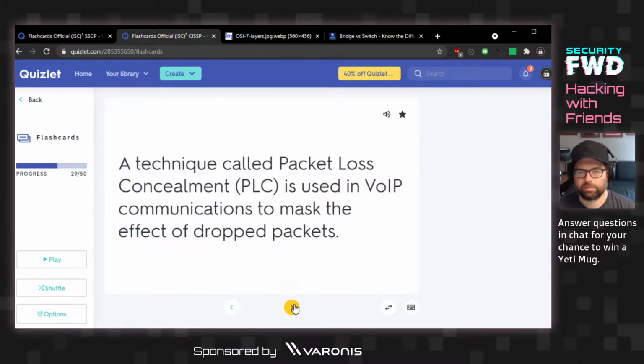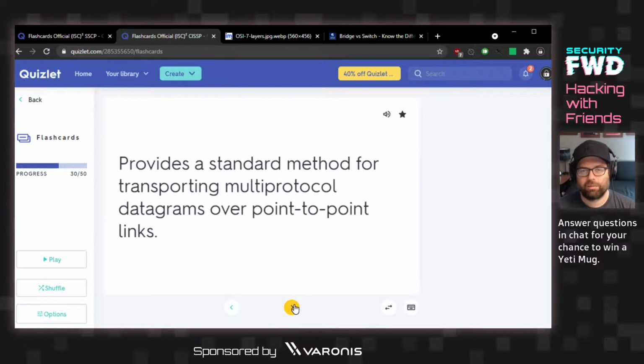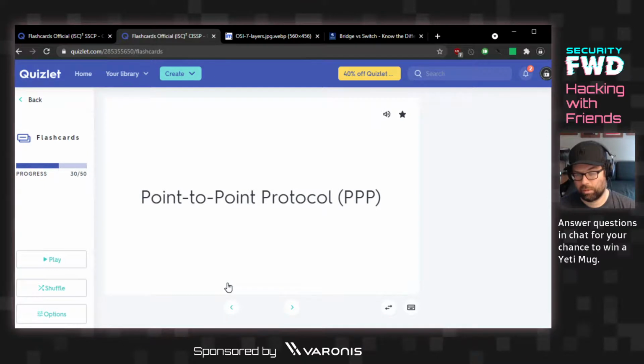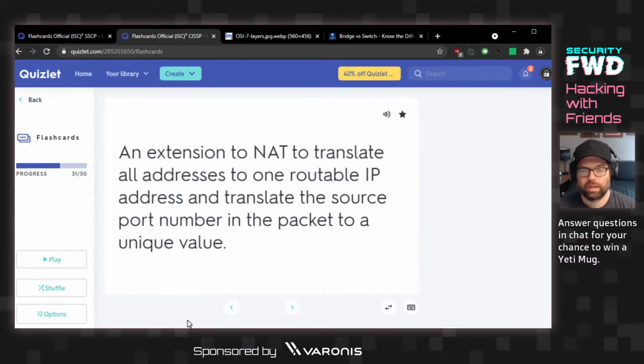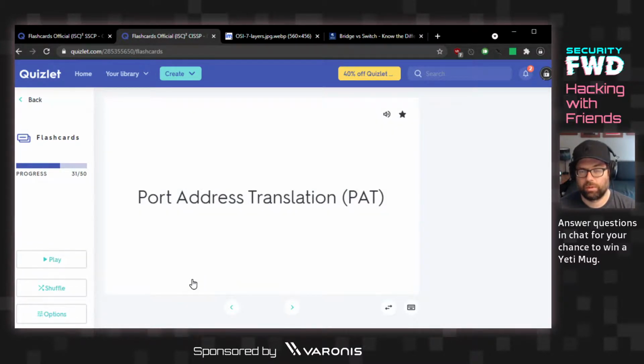All right. Provides a standard method for transporting multi-protocol datagrams over point-to-point links. Transporting multi-protocol encapsulation? Point-to-point protocol, PPP. That would certainly be point-to-point. An extension to NAT, network address translation, to translate all addresses to one routable IP address and translate the source port number in the packet to a unique value. Port forwarding? Port address translation. Okay.